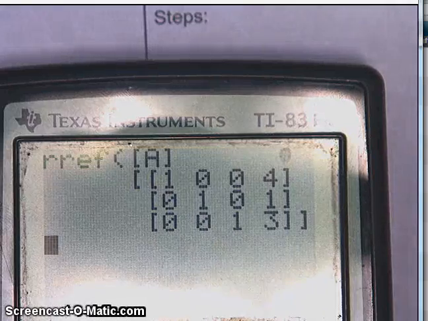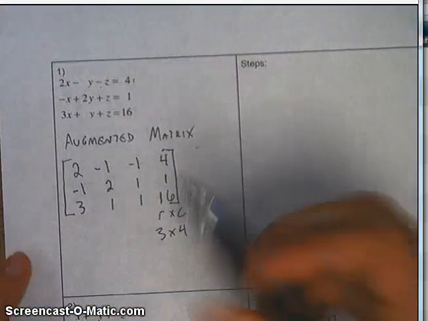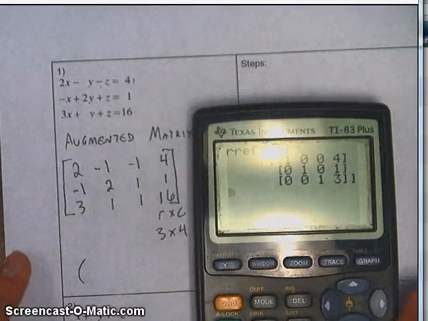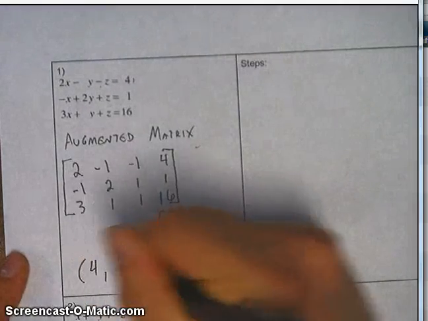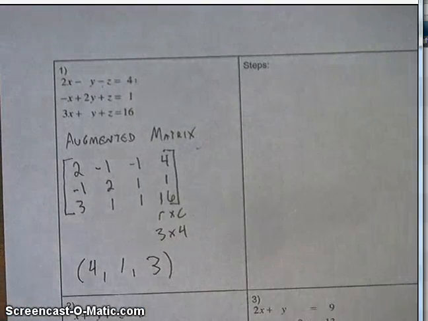So from here, I can come back out here and I can say, oh, I know where these lines crossed. They crossed at 4, 1, 3. And that's the solution to the system of equations.